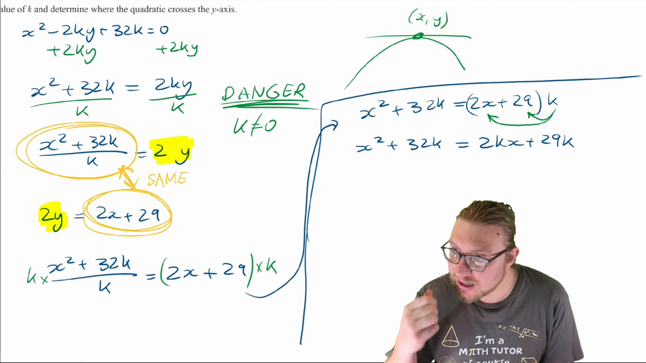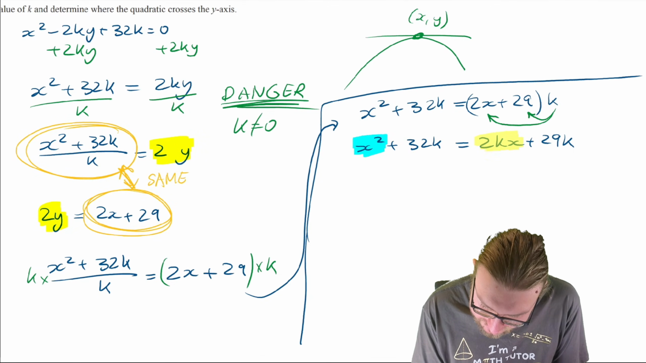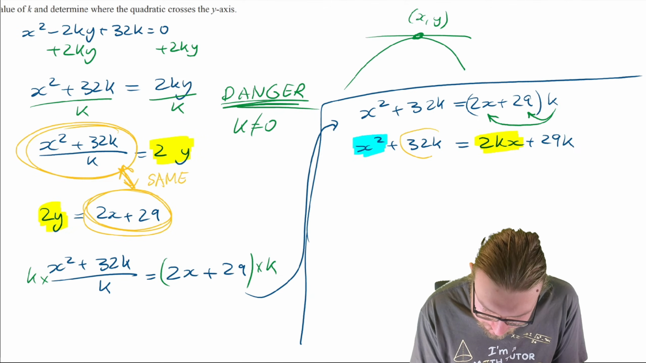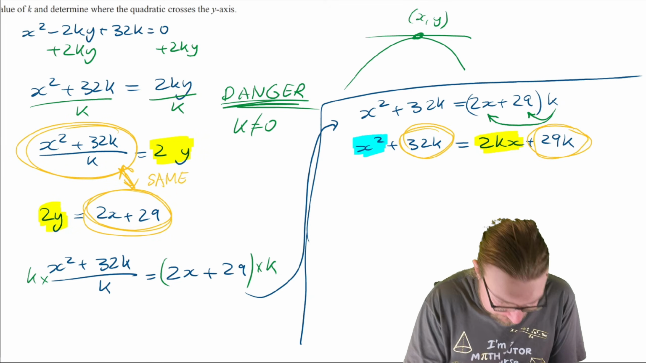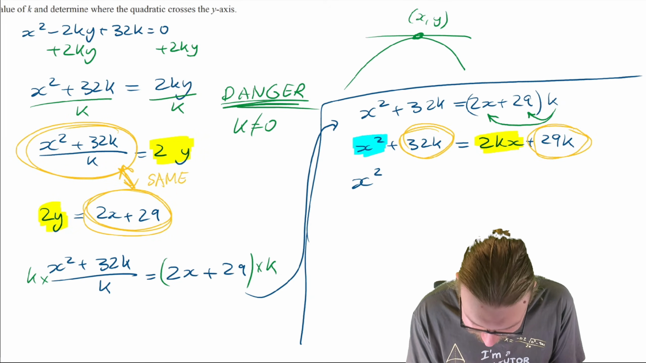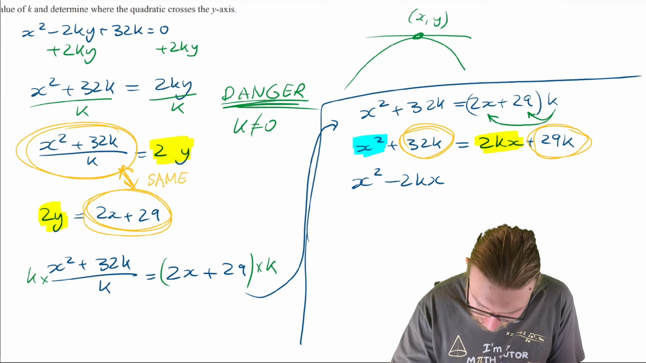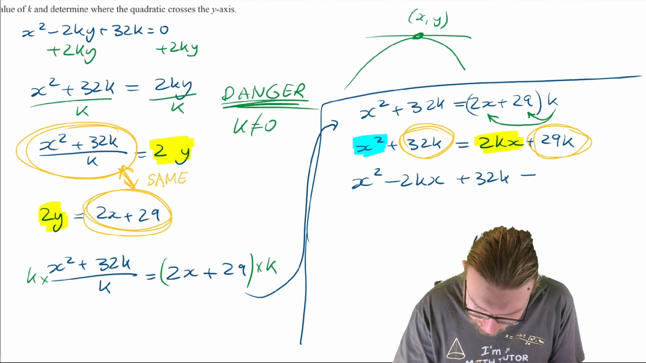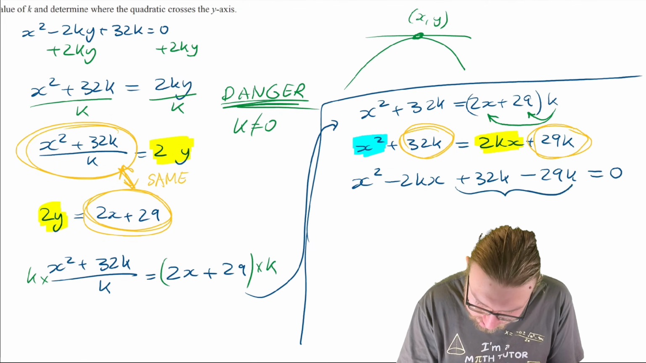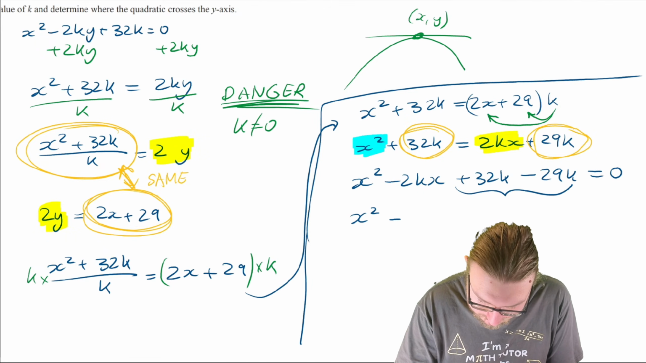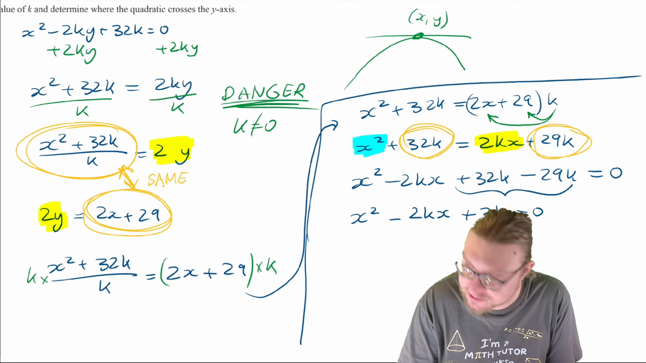So here, what do we have? We have x squared and we have values with an x over here. And then the third part is numbers with no x. And even though it has a k, remember k is just a number. So if we simplify this, we're going to get x squared minus 2kx because we're moving that to the other side. And then we're going to get plus 32k and then minus 29k is equal to 0. Okay, now we need to put these terms together. We're going to get x squared minus 2kx and this is going to be plus 3k equals 0.